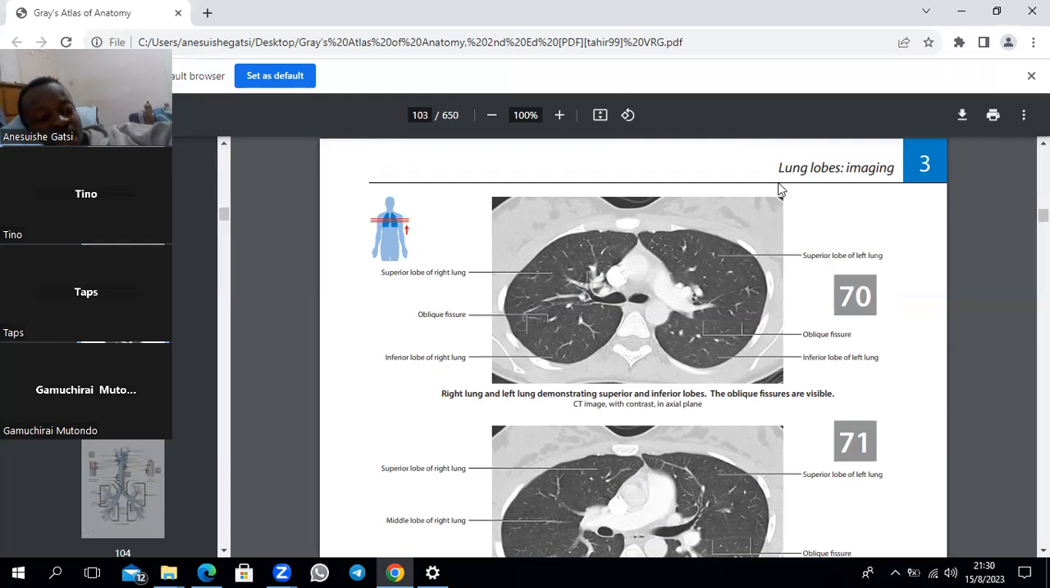Right. Does anyone know where the oblique fissure for the lung starts? I know it will end at the 6th costochondral junction, but where does it really start?